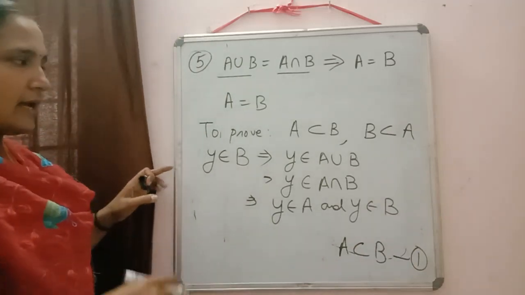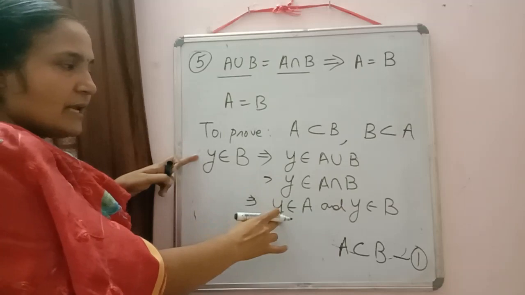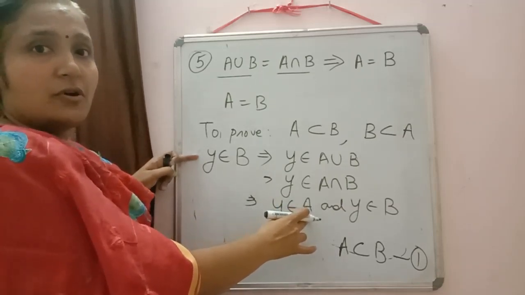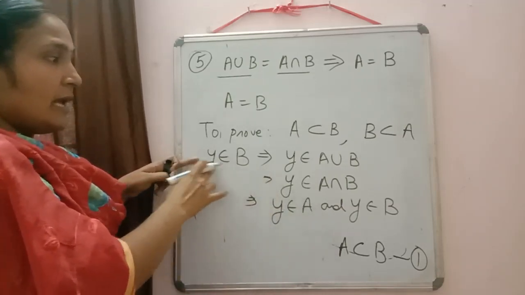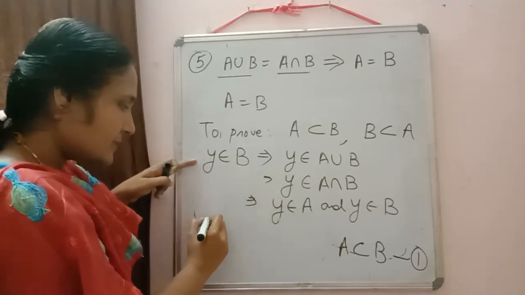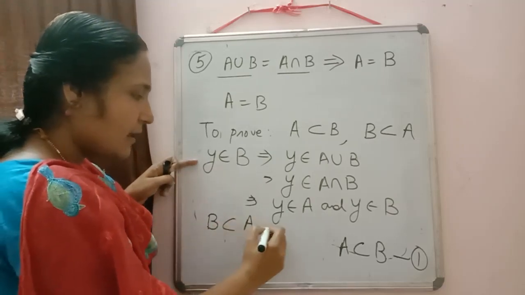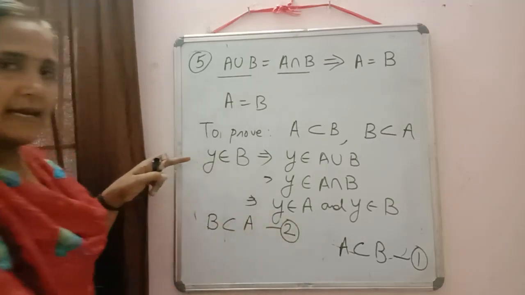So what we have taken? We have taken Y belongs to B. And in this step what we are getting? Y belongs to A also. So every element of B is in A also. Then what we can say? That is the definition of subset. B is a subset of A. This is our second equation.